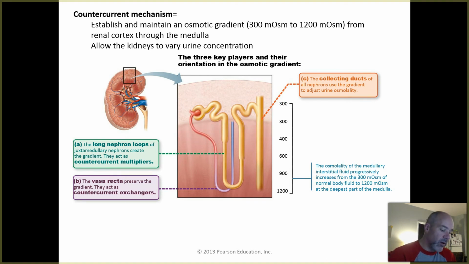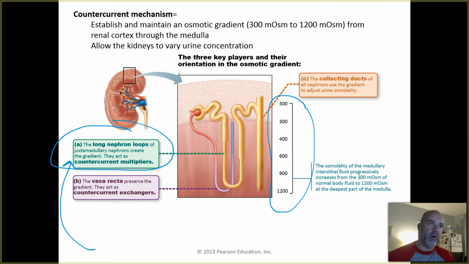Okay, and if we continue to look at our diagram here, the long nephron loops of the juxtamedullary nephrons. So most of your nephrons are just the cortical nephrons, so they don't have these long nephron loops that hang all the way down deeply into the renal pyramids. So what we're talking about here in this part of the content, we're really focusing in on these special juxtamedullary nephrons. They're the ones that are going to set up this gradient of 300 to 1200 solute concentration.